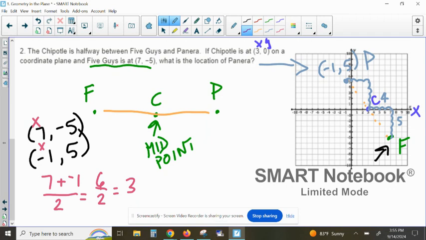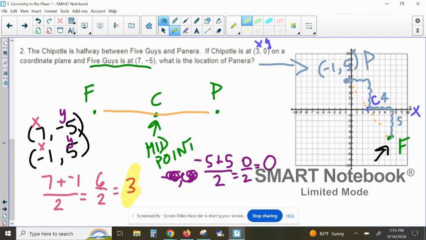Now I need to do my y's. So that is -5, comma 5. Oopsie, -5, I'm adding them. -5 plus 5, and I'm going to be dividing that by 2. So -5 plus 5 is 0 over 2. 0 divided by 2 is just 0. So I got (3, 0). Let's check my work up here. Is that where Chipotle was? (3, 0). So it looks like I did find my other endpoint.